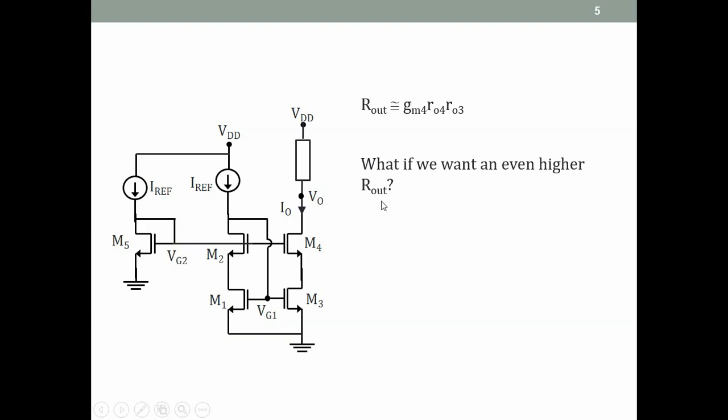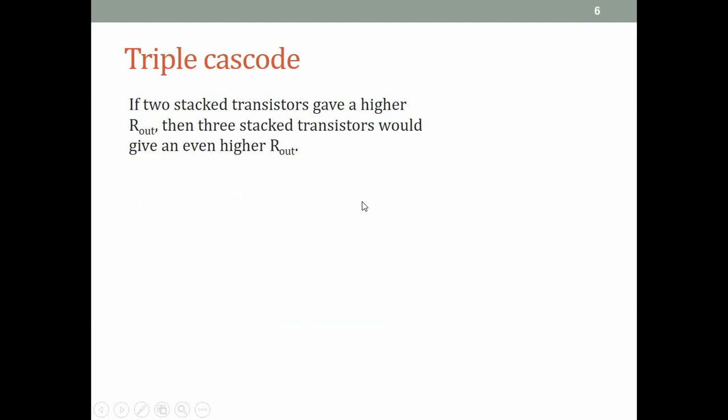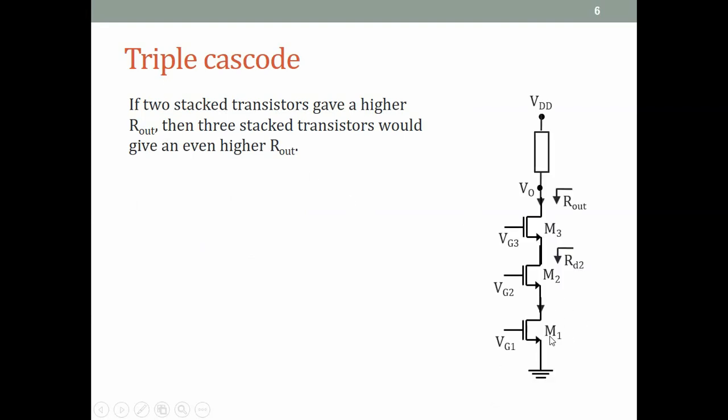All right. So then we say, okay, what can we do to make a current mirror that has an even higher R out? So the obvious thing to do is we say, well, 2 stacked transistors gave us a higher R out. So let us stack 3 transistors. All right. Then it will give an even higher R out. So we had 2. Now we stack 1 more. So this is called a triple cascode.